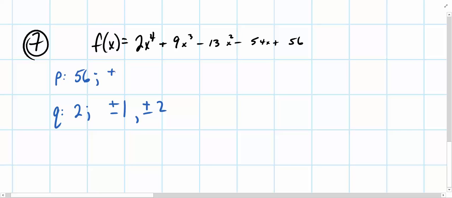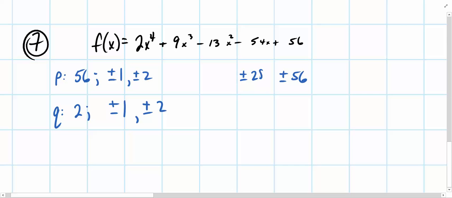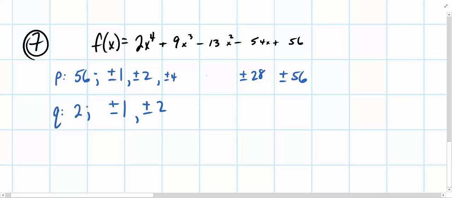As far as p goes, there are several more. We've got positive and negative 1, positive and negative 56. How about positive and negative 2, and half of 56 is 28, so positive and negative 28. 56 can be divided by 4, and that is 4 and 14. So those are the possible roots there. And then finally, positive and negative 7 and 8. Those are the last factors that could divide 56.